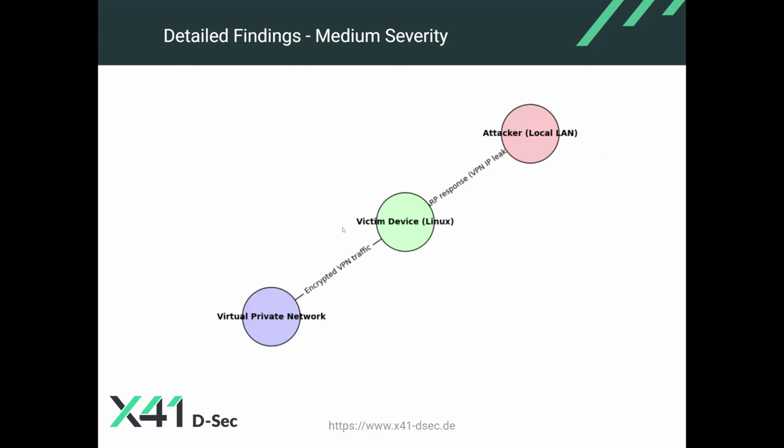And yeah, I'm not that great at doing diagrams, but if you imagine there's a victim device, it has a VPN connection with encrypted traffic, and the attacker can just query that device and say, hey, do you have that VPN IP? Yeah, that should be inside here.